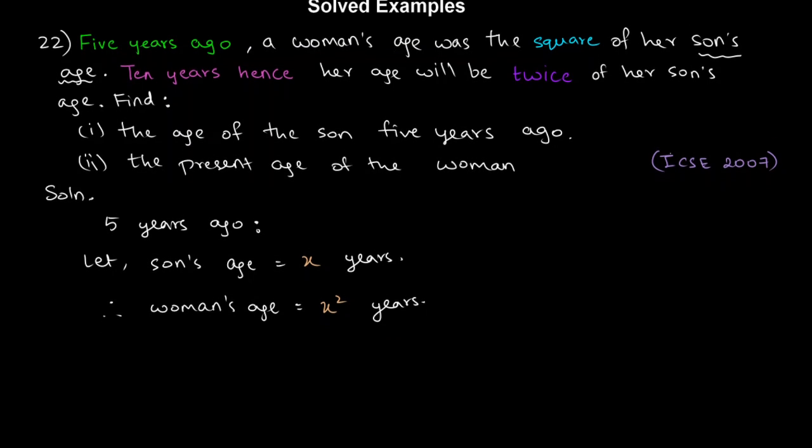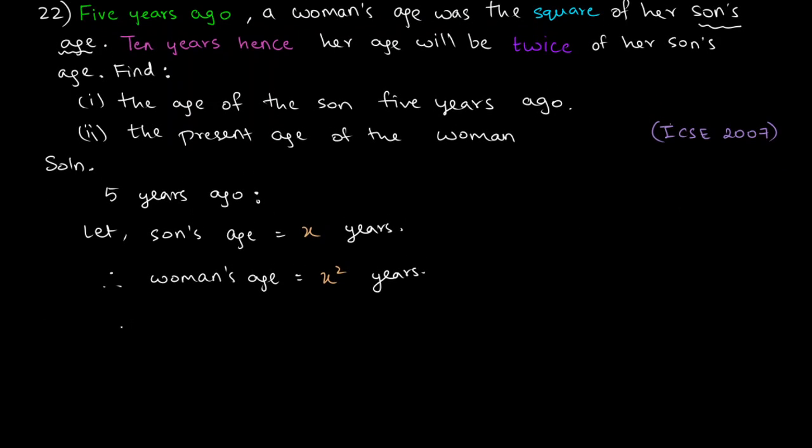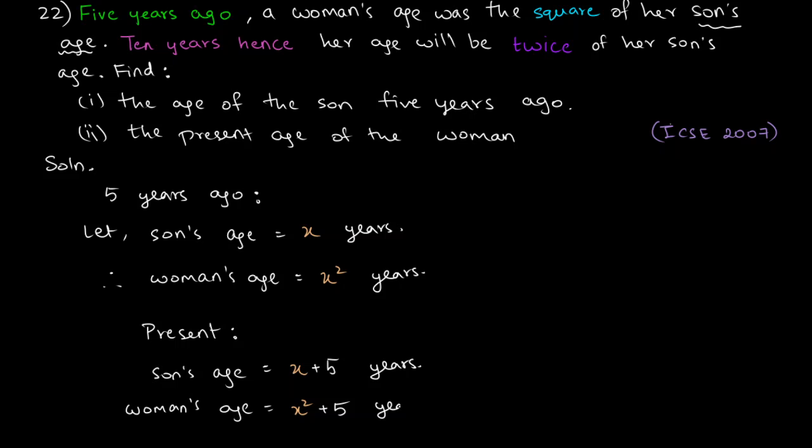Now all of this was happening 5 years ago, so if I want to consider the present time, in the present, the son's age is going to be, so 5 years ago it was x, so the present age will be x plus 5 years, right? And the woman's age 5 years ago it was x squared, so now it will be x squared plus 5 years, right? Now there's a third scenario.